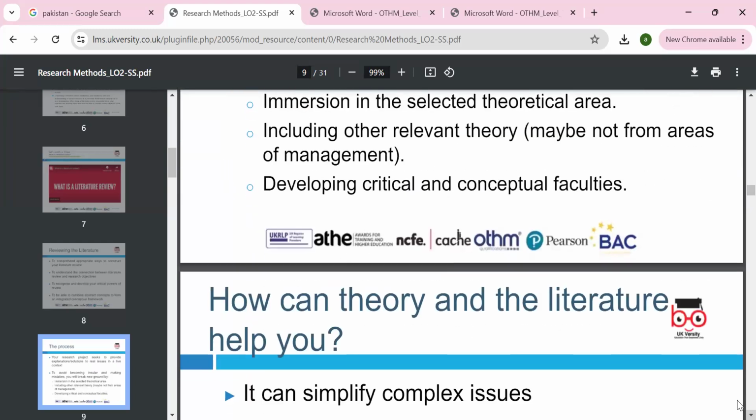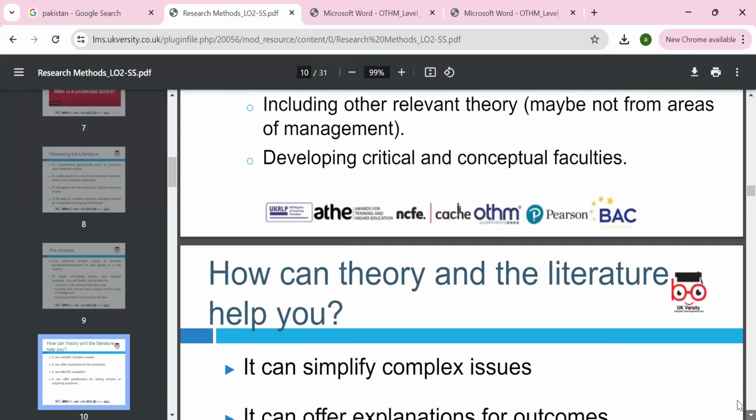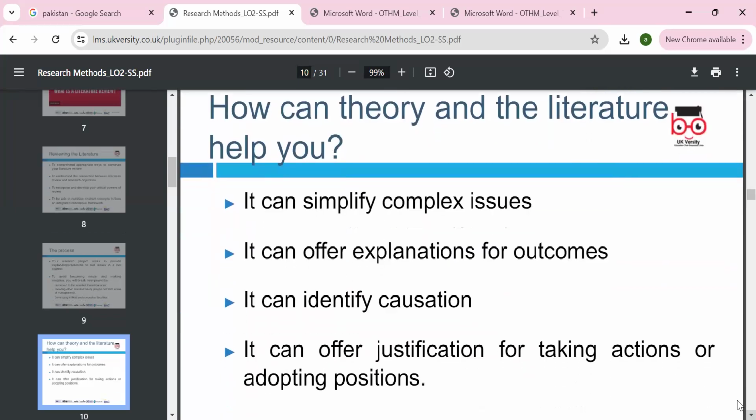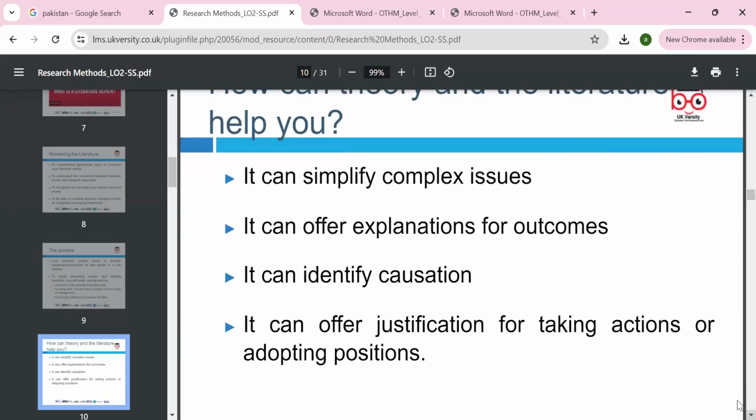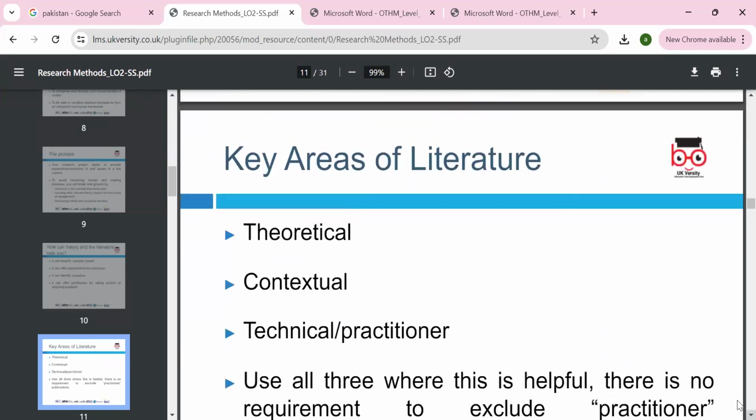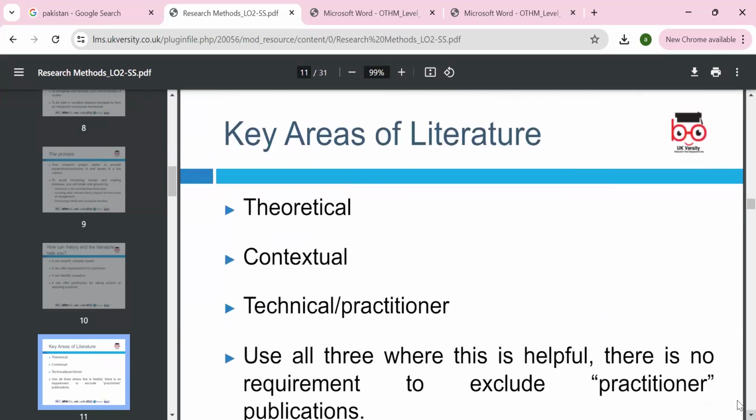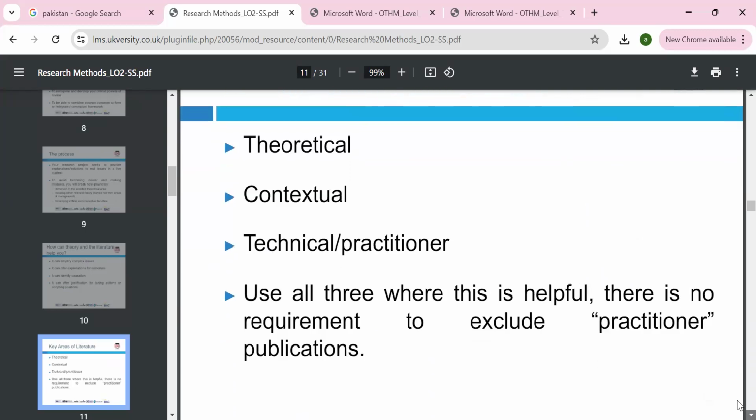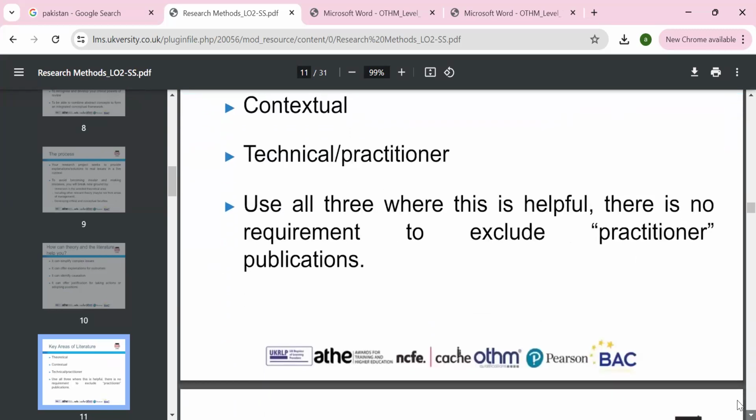Developing critical and conceptual skills. How can the theory and literature help you? It can simplify complex issues. It can offer explanations for outcomes. It can identify where we need to be cautious, and it can justify the action adopted. So the key areas of the literature can be theoretical, contextualized, technical, and facts and figures.